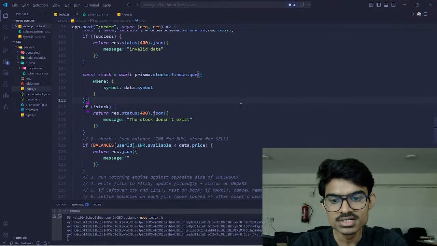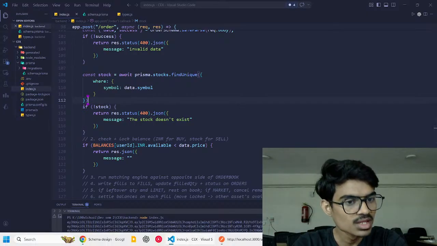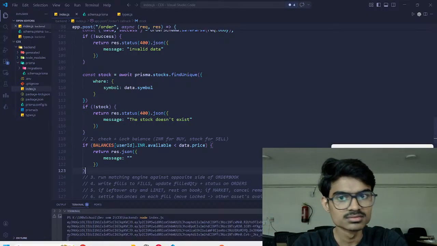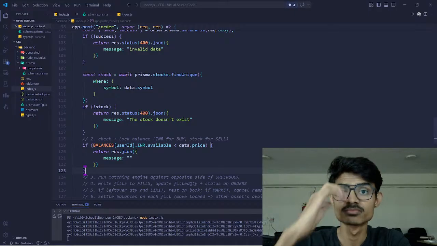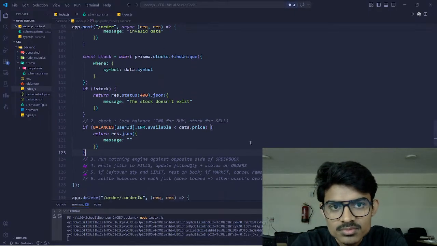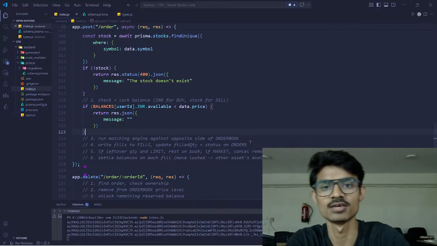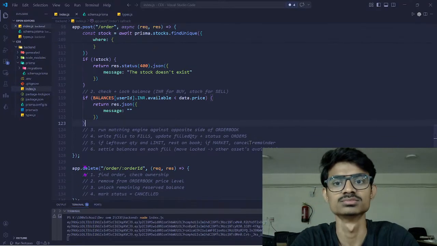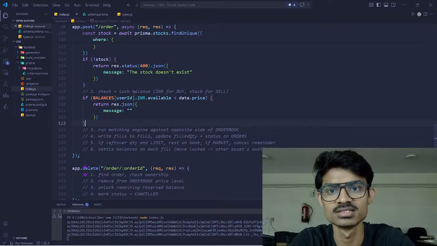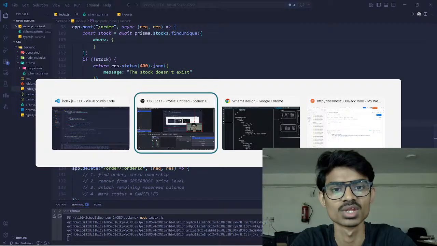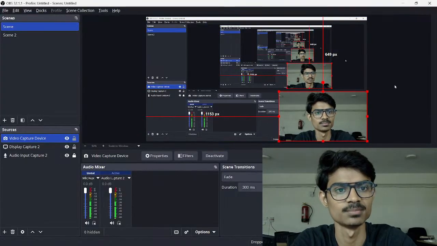So hello guys, the stream was interrupted because of some circumstances. My laptop suddenly switched off because it did not have battery. So I was here checking balances and locking balances. So we'll continue there. Is the setup there? Yeah, its setup is there.